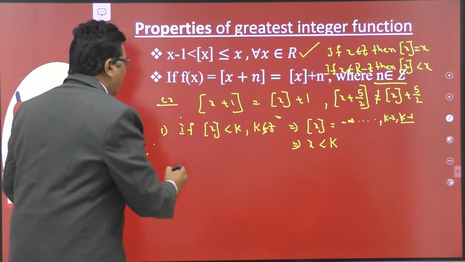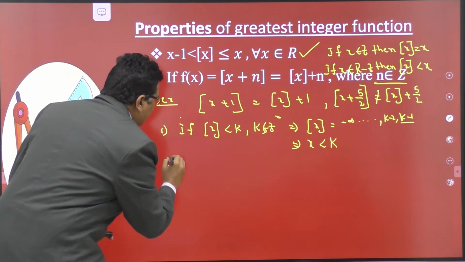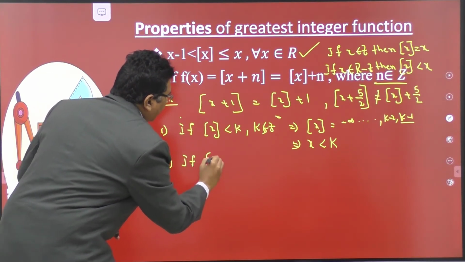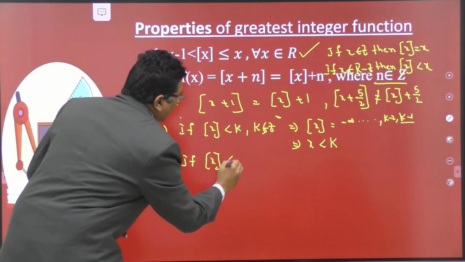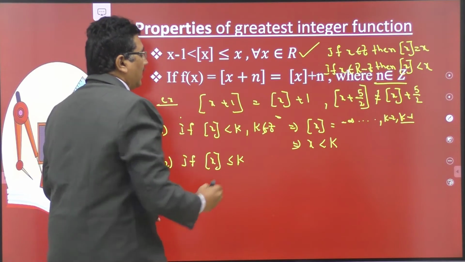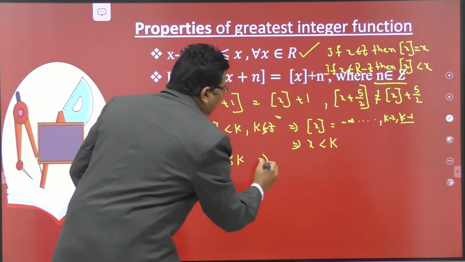Now, the second one: if box x is less than or equal to k, that implies what are the values of x?